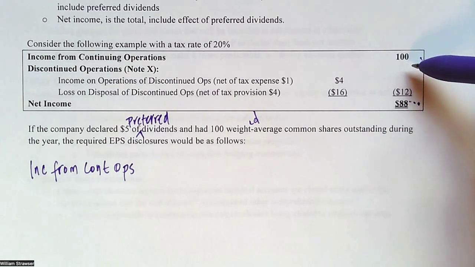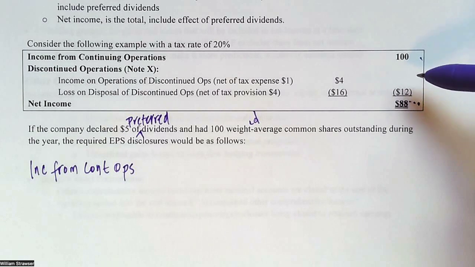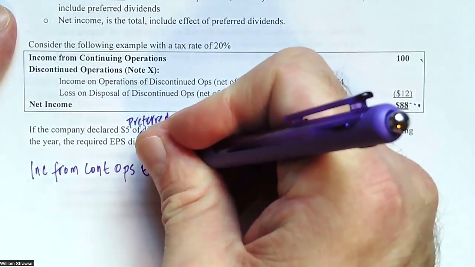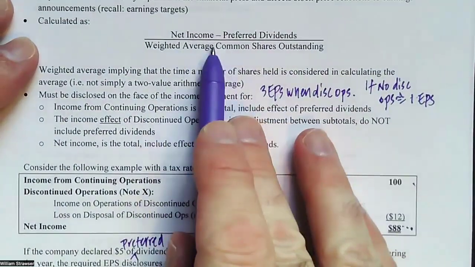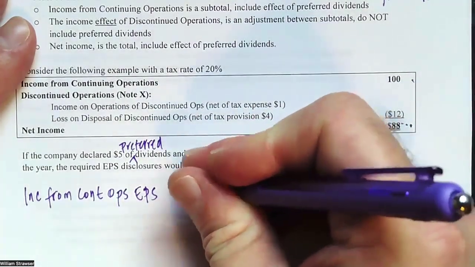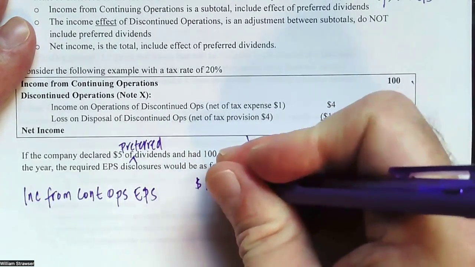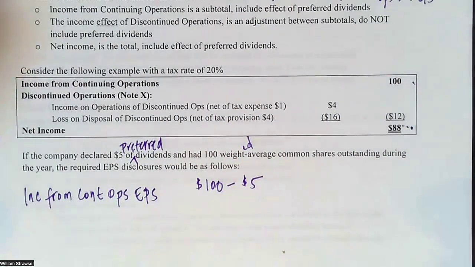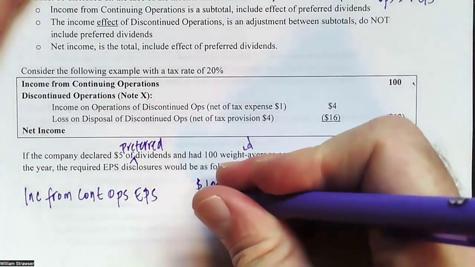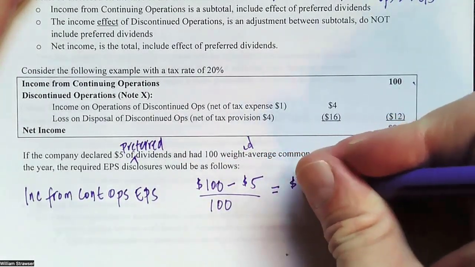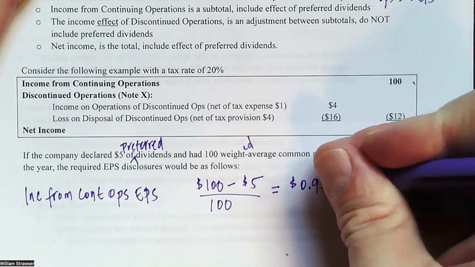So this is actually a more reliable indicator of what this company will provide to me in the future. So we have income from continuing operations EPS, and we take this formula, but instead of using net income, we're talking about the income from continuing operations. So we're going to take that $100 up there, and we do need to subtract off the preferred dividends. We subtract off those preferred dividends, and then we divide it by the 100 weighted average shares that are outstanding for the period. And so solving for that gives me 95 cents per share.